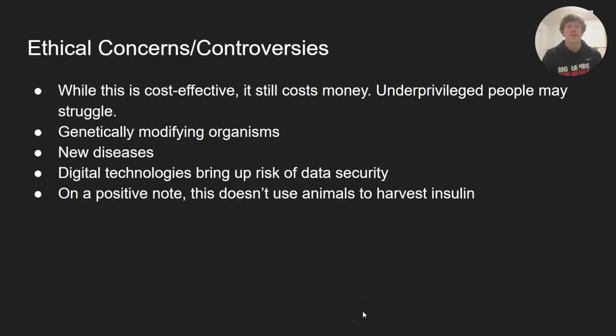Ethical concerns. While this is pretty cost-effective compared to other biotechnologies, it still does cost money that healthy people don't have to pay. This may cause underprivileged people to struggle. Genetically modifying organisms can be seen as unethical. Unknown new diseases could be side effects, or digital technologies could also bring up the risk of data security because there's so much information on them. However, it is much more ethical than the old use of animals.